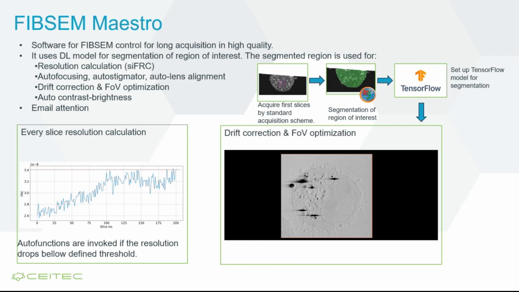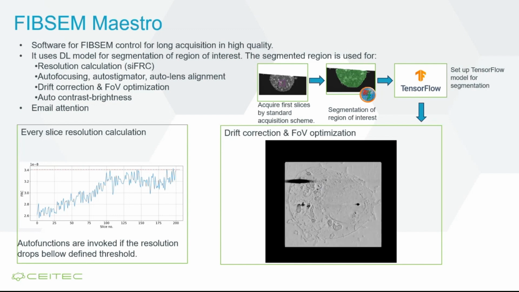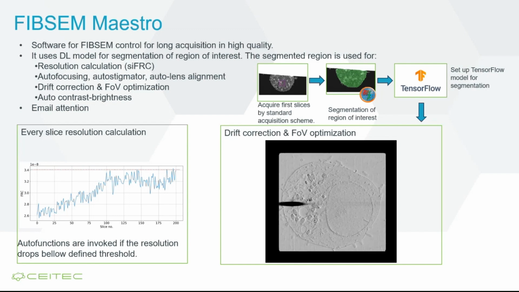Drift correction, I have some cool animations about it. This animation says nothing, but the drift correction basically centers your segmented region into the center of the field of view. So it acts like feature tracking, and also field of view optimization. It really speeds up the process because it optimizes the field of view based on your region of interest. So you acquire only your region of interest, so it can speed up the whole process.